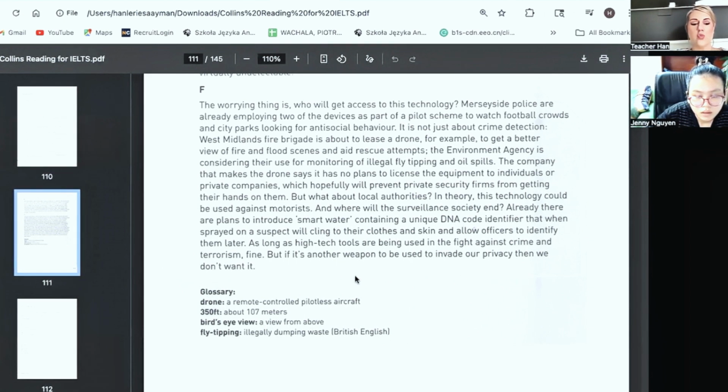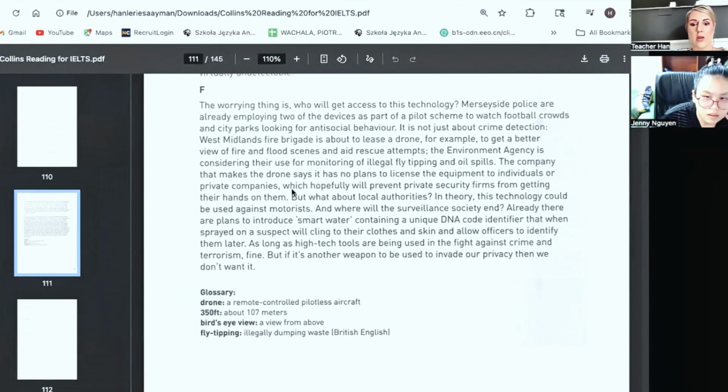So who don't they want to have access to this technology? Well, I already said in the beginning that someone says that people... which hopefully will prevent private security firms from getting their hands on this technology. So they don't want any private security firms to get their hands on it.